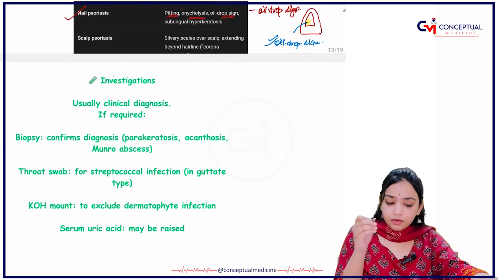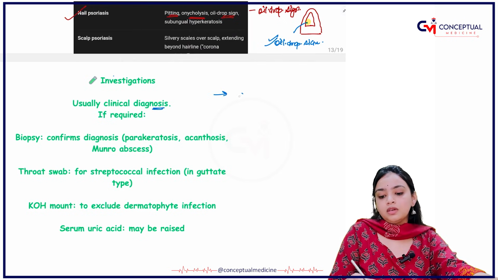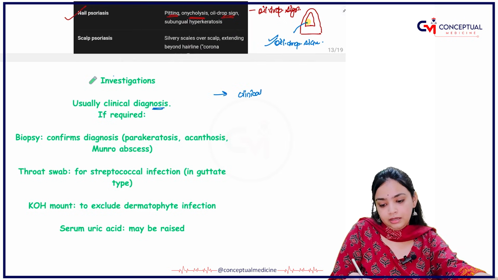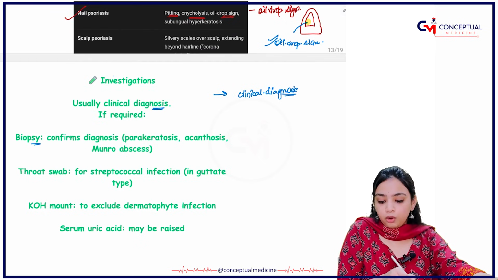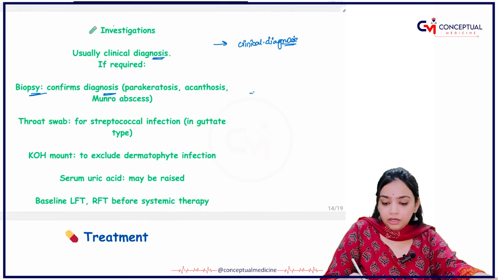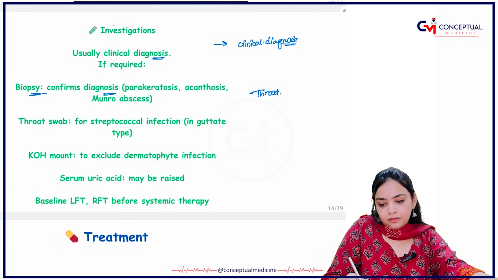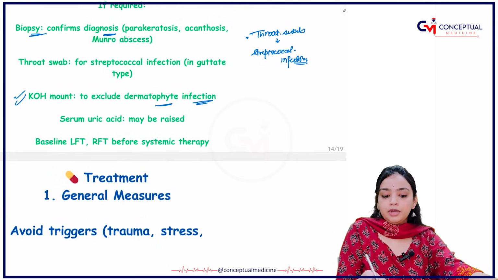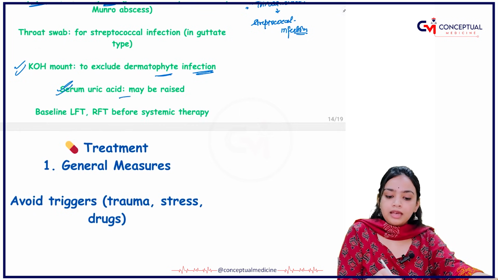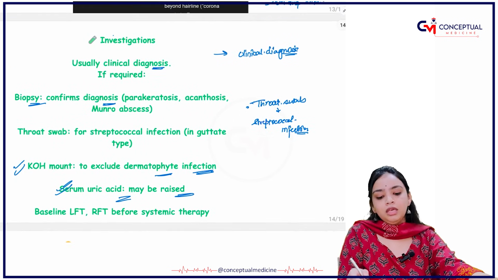What are the investigations you will order? Firstly, you have to diagnose the case clinically. So clinical diagnosis is there. Then what you will do? You will do the biopsy to confirm the diagnosis. Then you will take the throat swab for the streptococcal infection. Next, you have the KOH mount to exclude the dermatophyte infections. Then you have the serum uric acid, that maybe it can be traced.